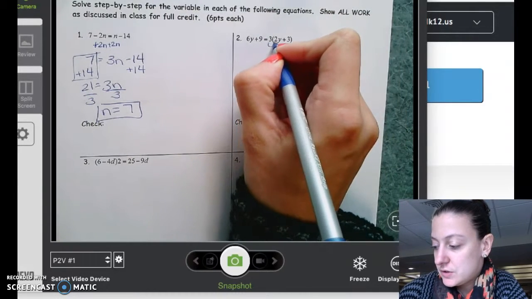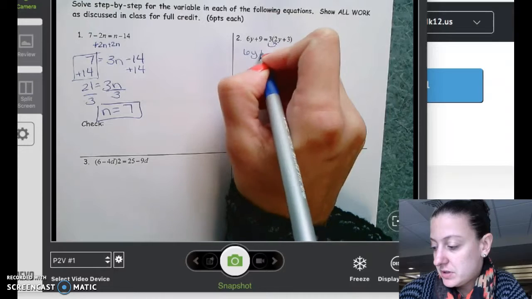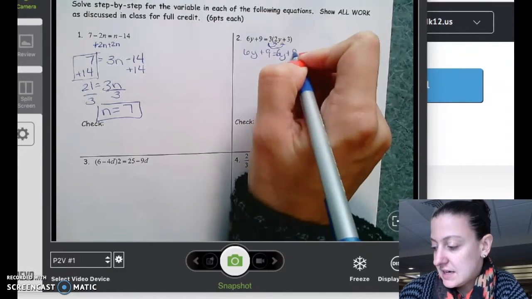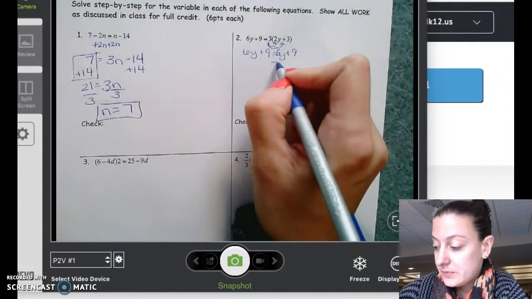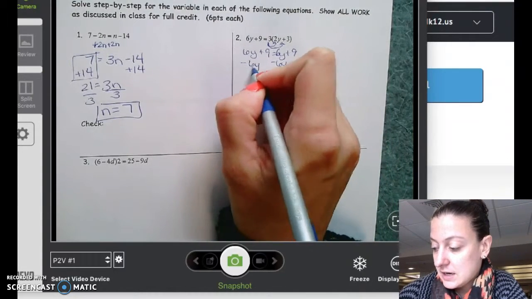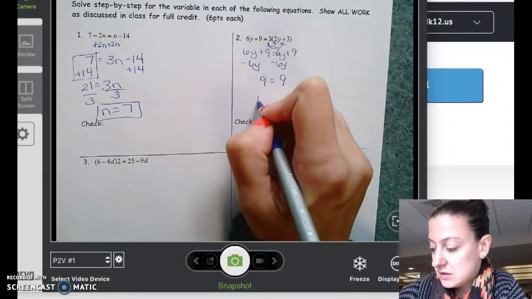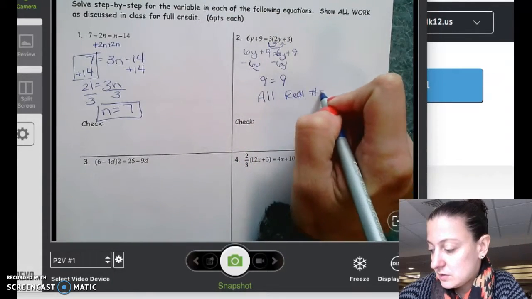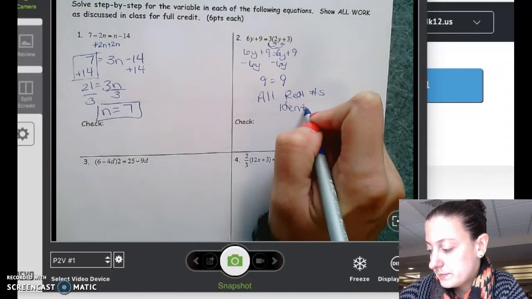Here, first thing we need to do is distribute. So 6y plus 9 equals 6y plus 9. Very careful to distribute. Subtract 6y. Always combine the variables first. And the answer here is all real numbers. Whoops, all real numbers or identity. Either way is fine.